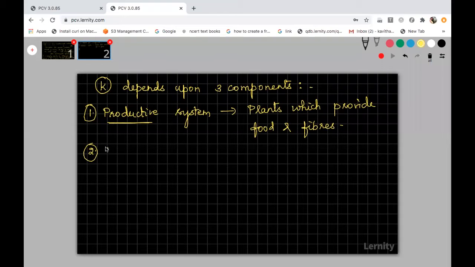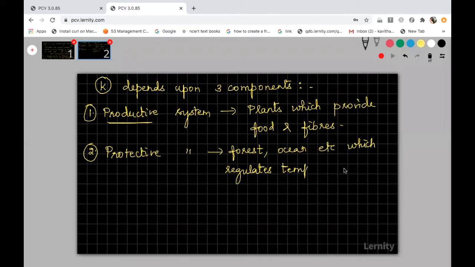The second component is going to be the protective system. So what is meant by protective system? Protective system includes the forest, ocean, etc. Why are these factors called protective system? Because they all regulate the temperature and humidity of the environment. The environmental factors will be decided by these factors. So they are called the protective system.